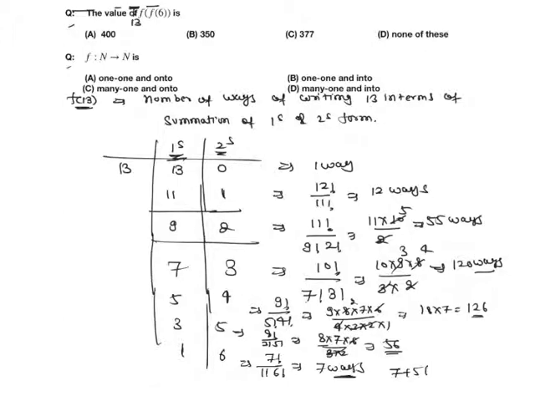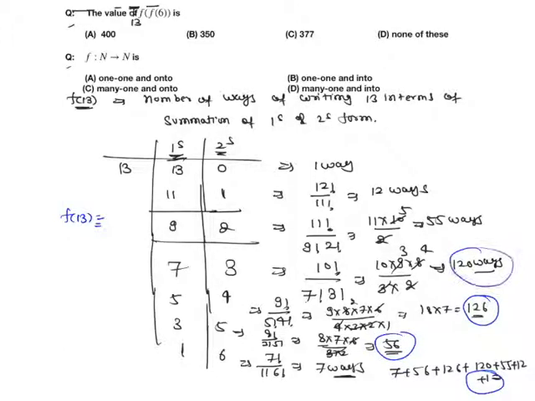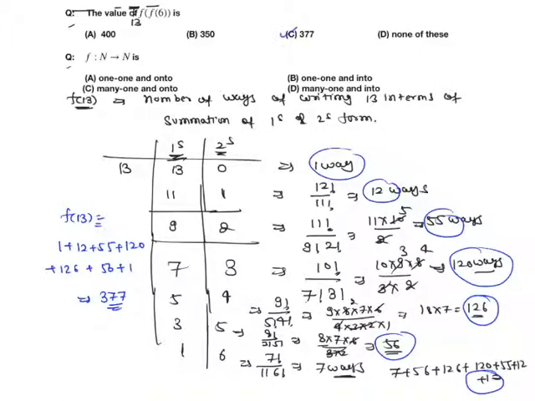So total is 7 plus 56 plus 126 plus 120 plus 55 plus 12 plus 1. So f(13) equals sum of number of ways, that is 1 plus 12 plus 55 plus 120 plus 126 plus 56 plus 7 plus 1. This will come 377. So C is correct.